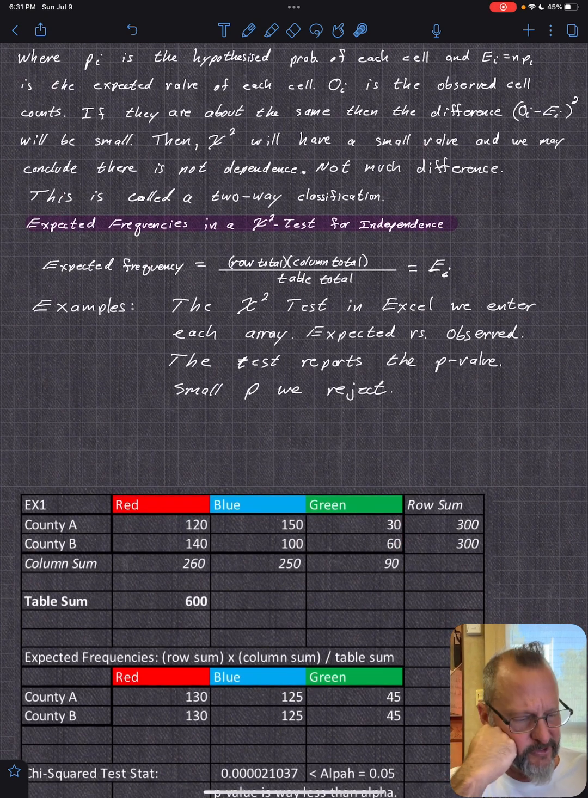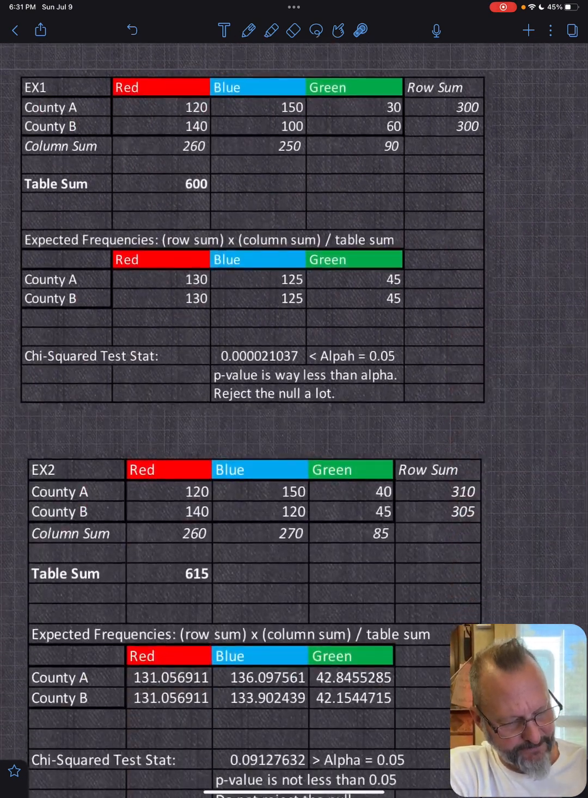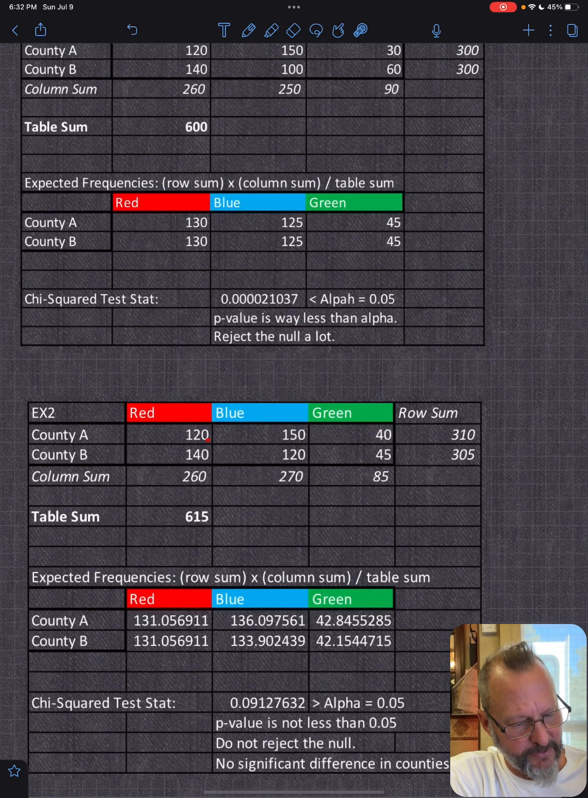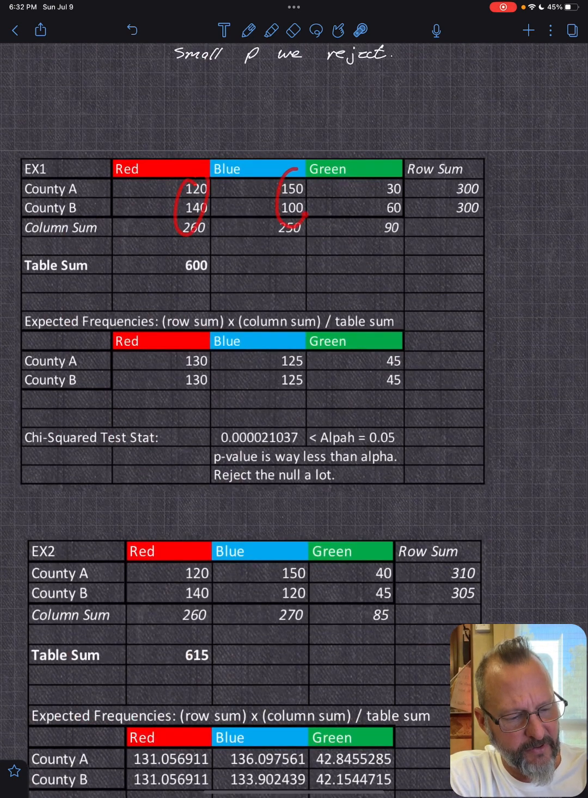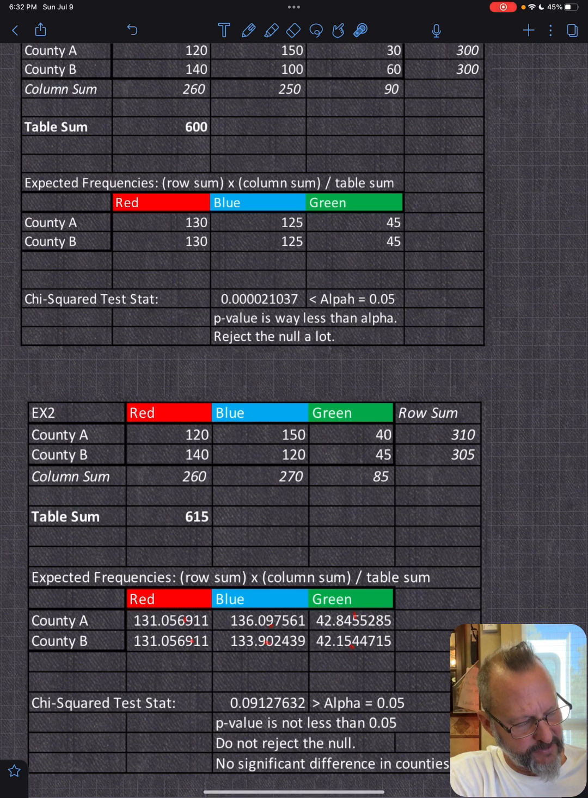So what you can do once you have it set up in a computer package is test it. In example 2, I changed the numbers so that they're closer: 120, 140, 150, 120, 40. So these are closer to each other than the ones above, which are a little farther apart. Then I calculated the expected frequencies by doing row sum times column sum over the table sum. I did that in Excel. This is an actual formula to do those calculations. Okay, and I get those values. They're all decimals, of course, because I tweaked it.